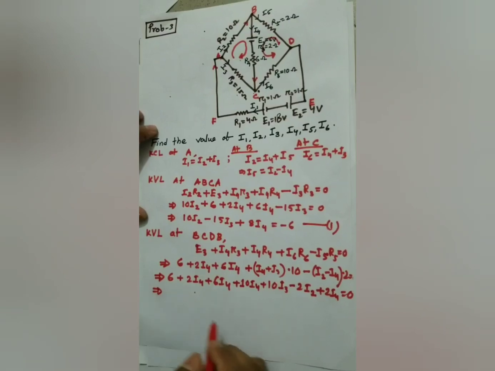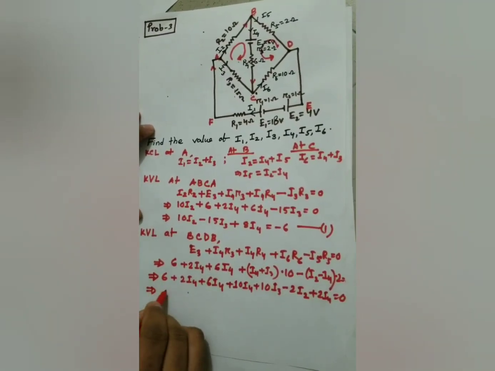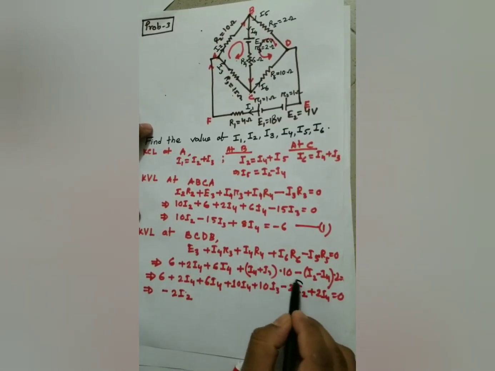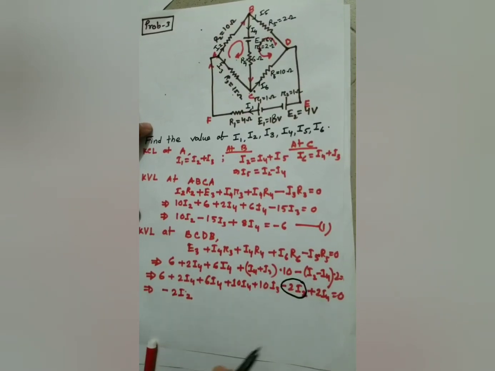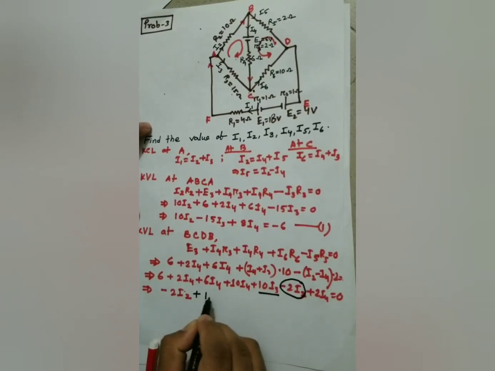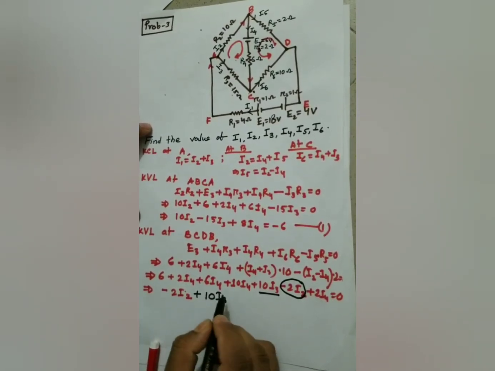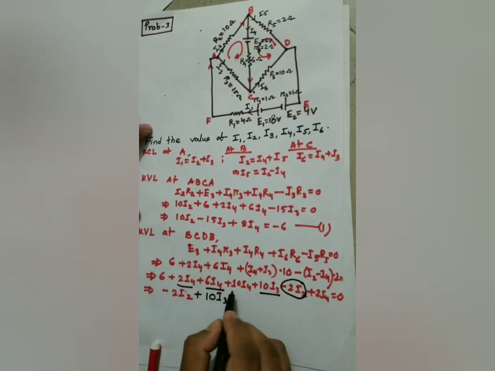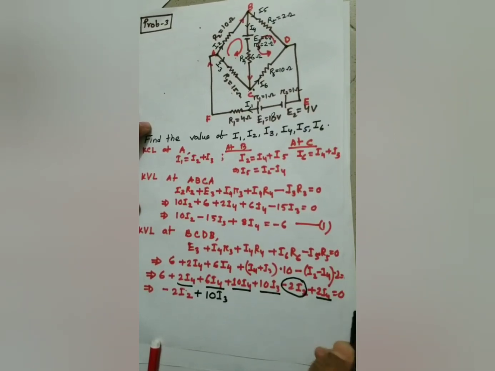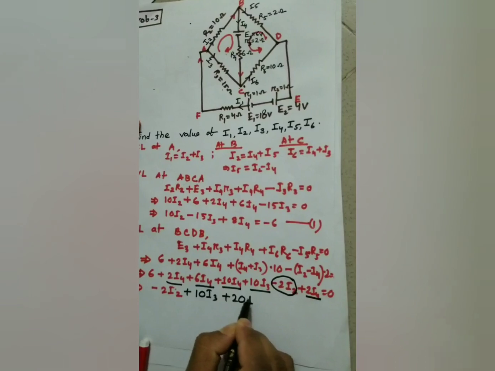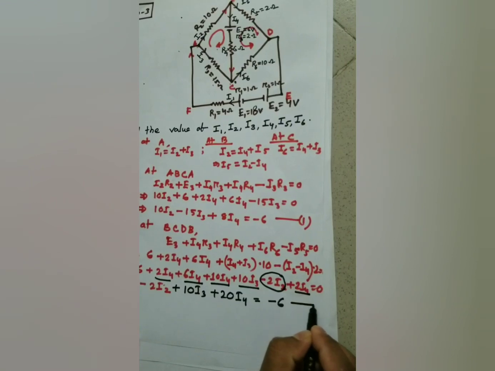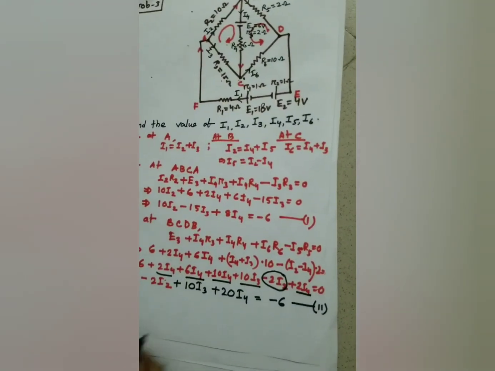That is minus 2 I2 minus 2 I2, then plus 10 I3, 10 I3, 2 I2, 6 I2, 18 I2, 20 I2, that means plus 20 I4 equals minus 6. That is equation 2.